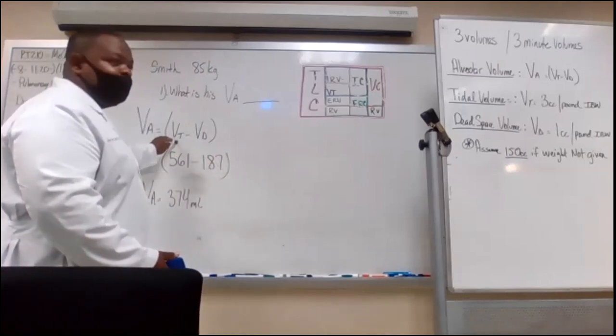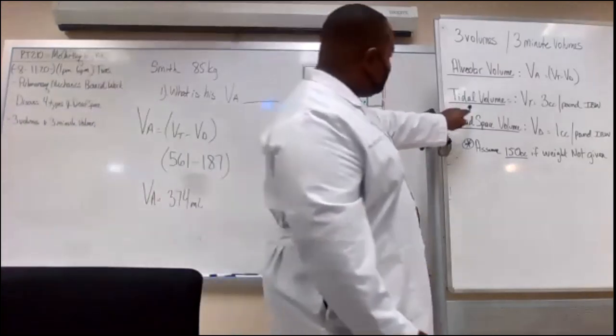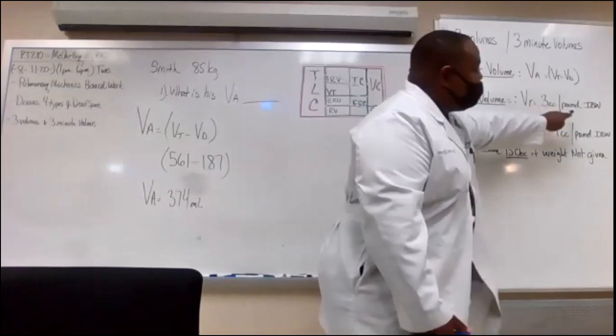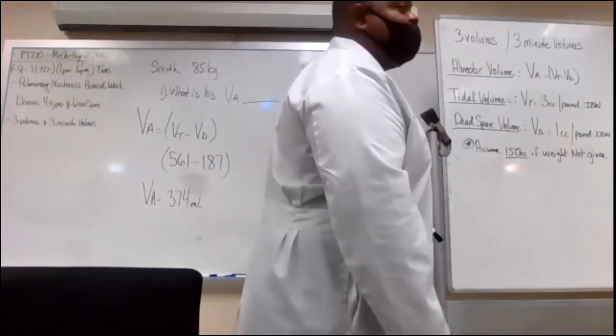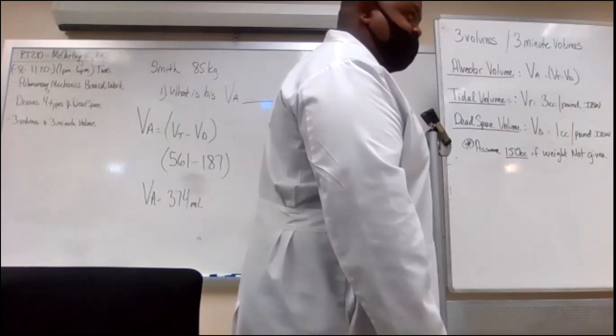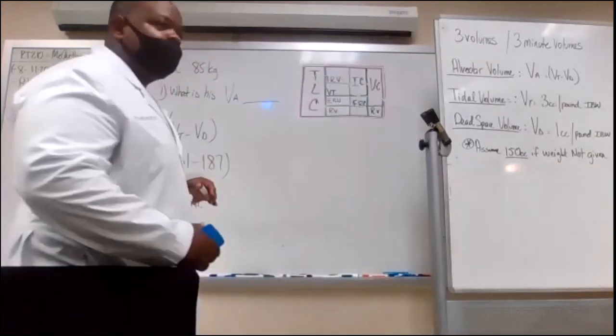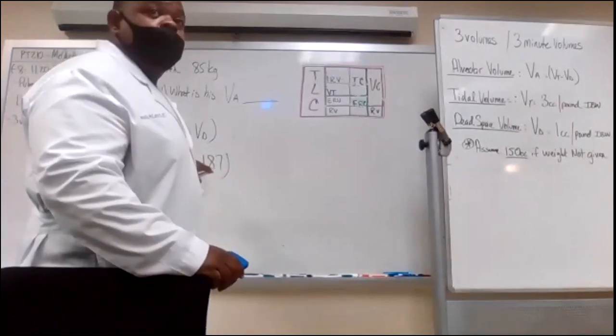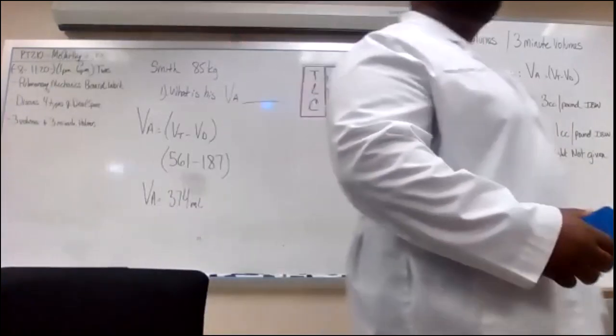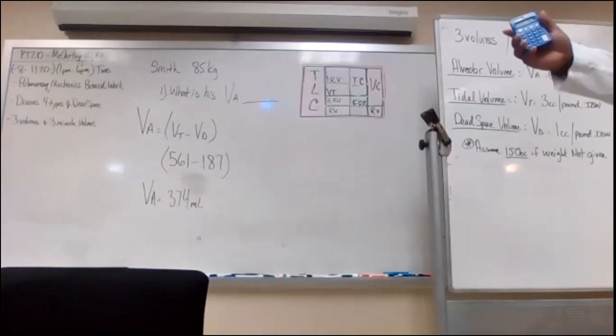561 is the tidal volume. Tidal volume says 3 cc's per pound. How much does he weigh? Times 3. Yes. And you got 561. Yep. So, 85 times 2.2, that converts it to pounds, to get to tidal volume.